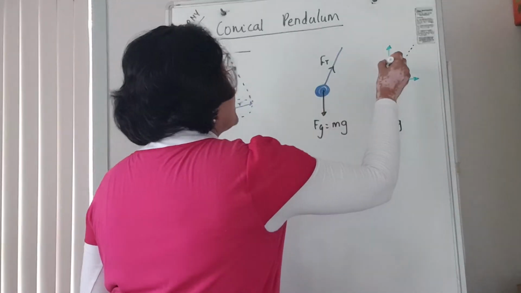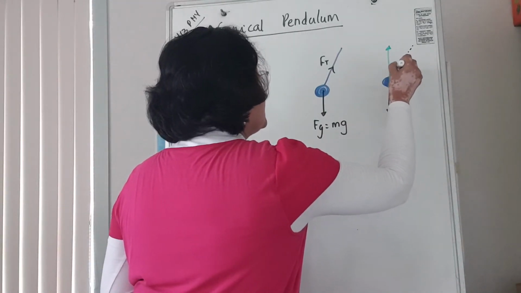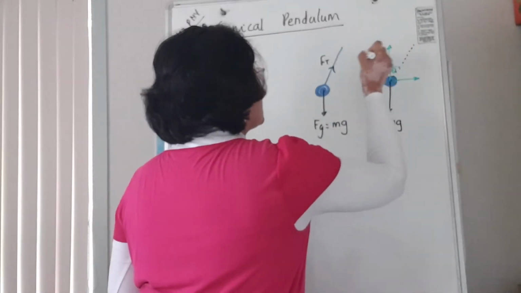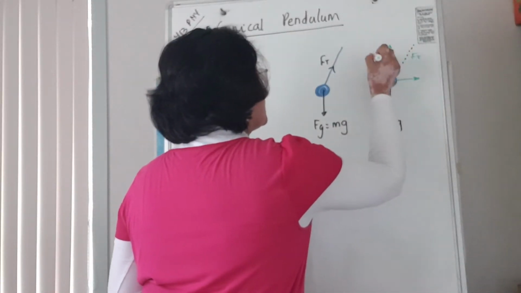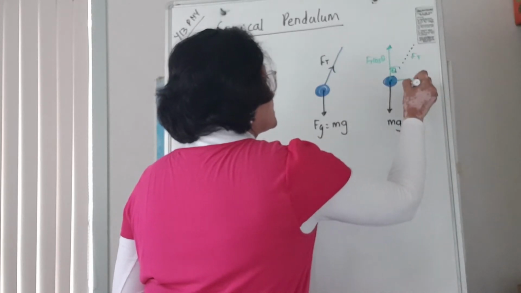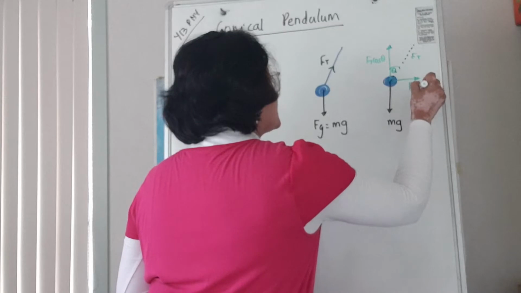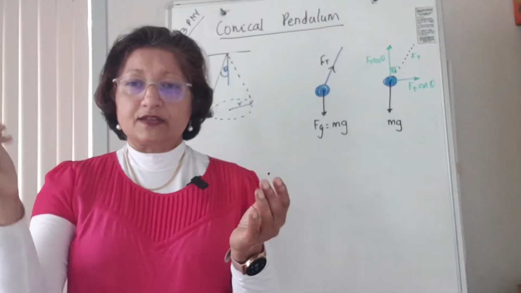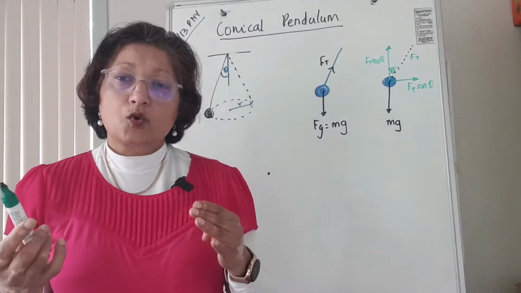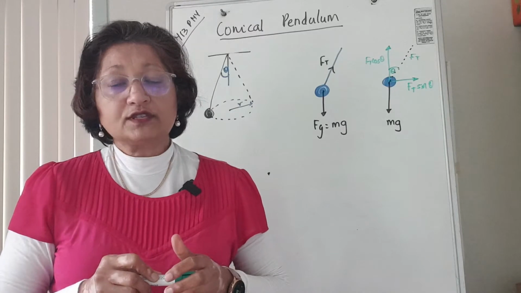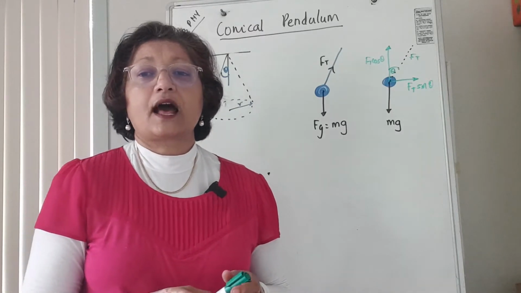Now this is your theta. This theta is the same as that, and that's my FT. So this becomes FT cos theta, and the horizontal component becomes FT sin theta. Now, because the pendulum is going horizontally, we say that it's in vertical equilibrium. That means the forces in the vertical direction are balanced.